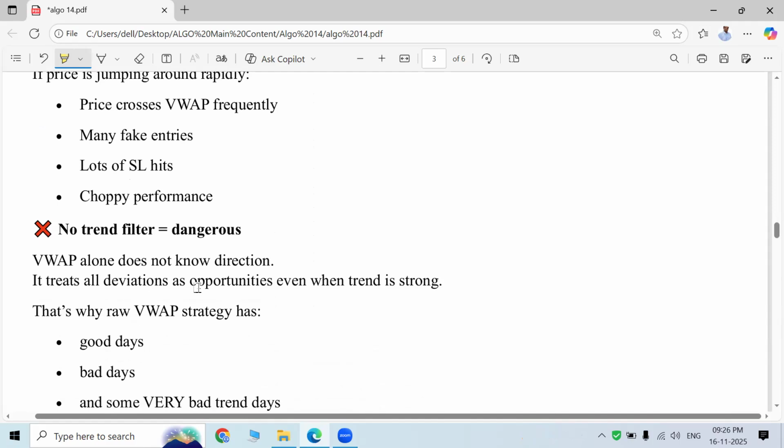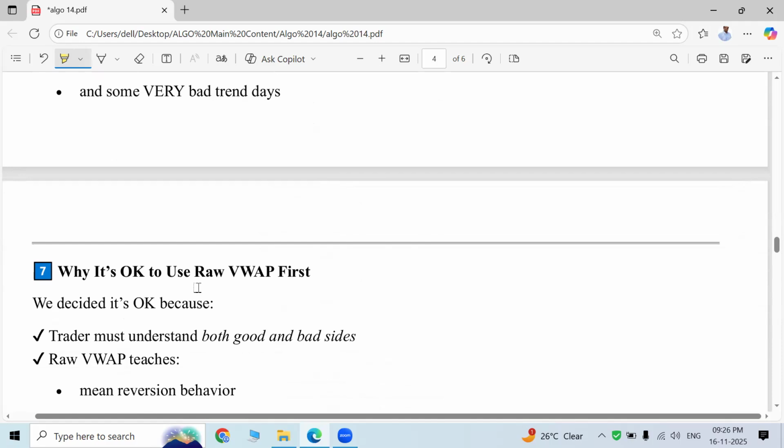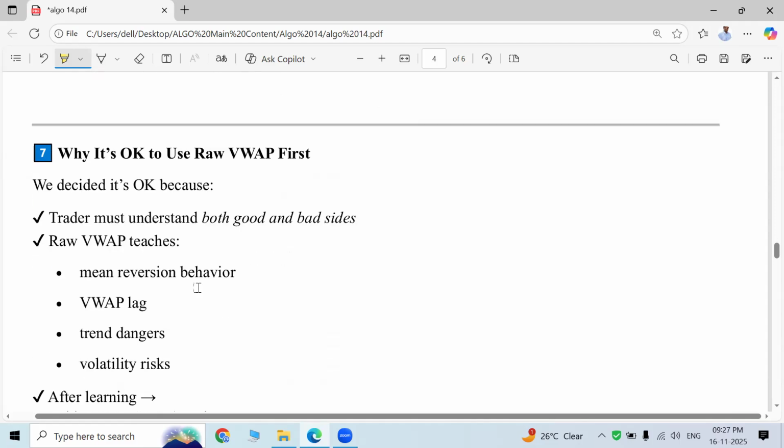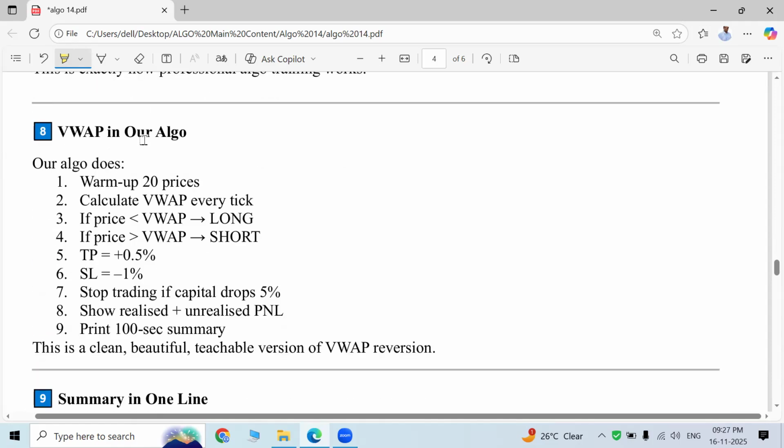Okay, there are a lot of negative points about VWAP, but still, why VWAP? You might be thinking that. If we use raw VWAP, then most of the time we win, because the market normally returns to its mean value. Only on bad days might it not return to its mean value. So normally the market has a tendency to return to the mean value.